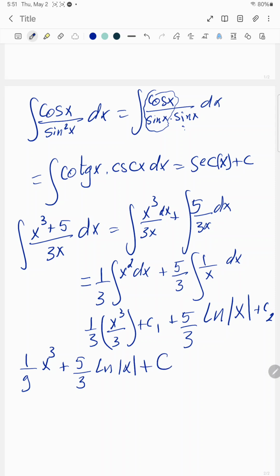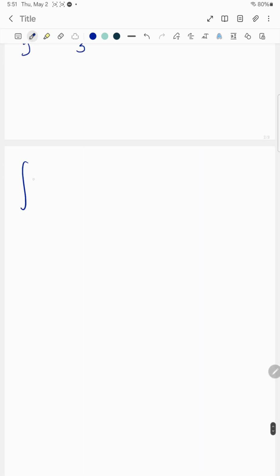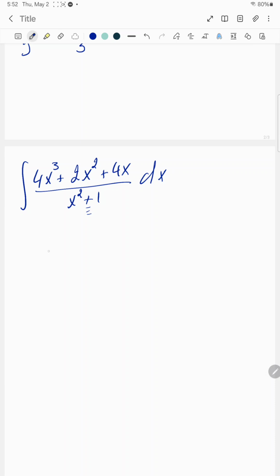Let's do another example. I will do it on another page. It's a bit long, this one. Integral of 4x to the power of 3 plus 2x to the power of 2 plus 4x divided by x squared plus 1 dx. Because I have a plus in the denominator, I cannot split my integral, so I will do the Euclidean division. So I will do 4x to the power of 3 plus 2x to the power of 2 plus 4x divided by x squared plus 1.